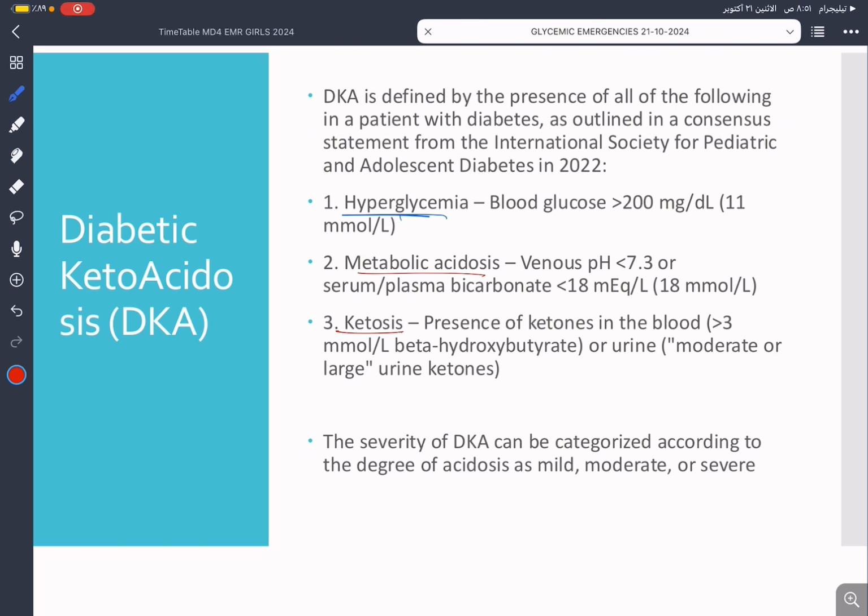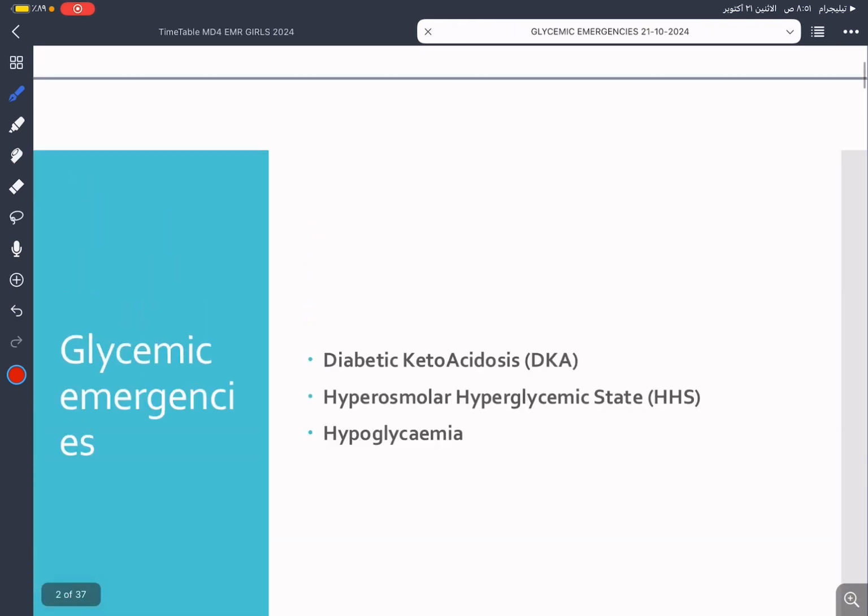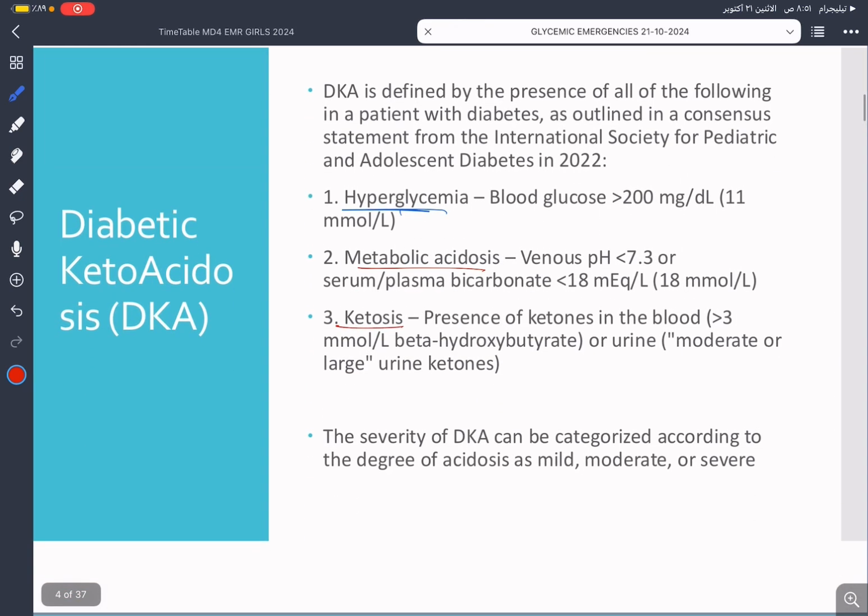But as we discussed, we have three items that should be met to diagnose patients with DKA. The first thing is hyperglycemia, and the cutoff for us is more than 200 milligram per deciliter. Presence of ketones either in the urine or blood. How do we test the urine and how do we test the blood?